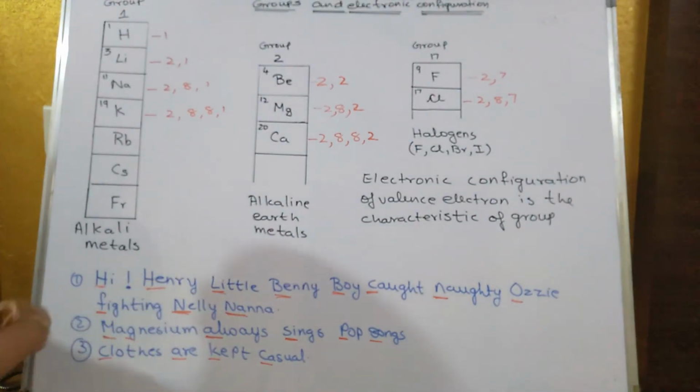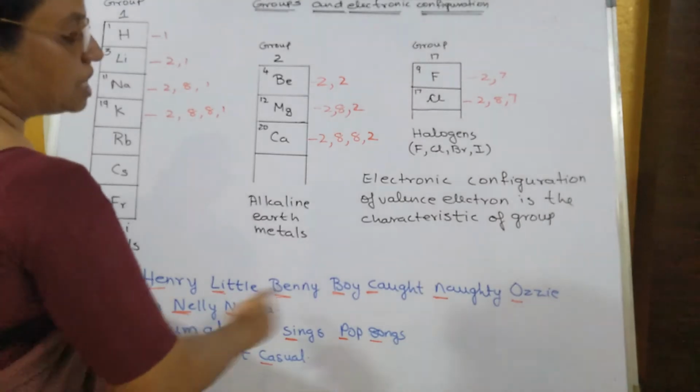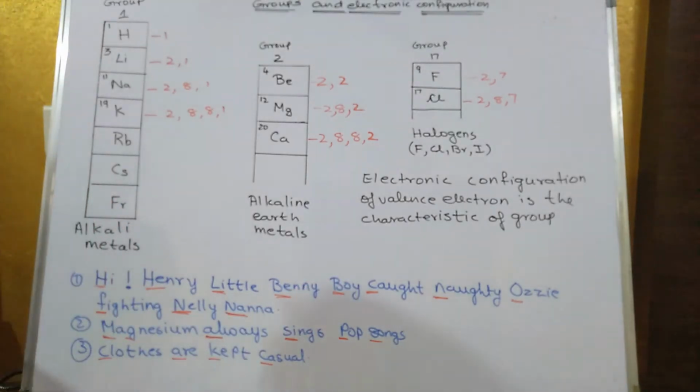So by remembering this sentence, it is very easy to know which elements are present in serial order, and you can also find out the atomic number just by counting according to the series. So this way you can remember the names of the elements as well as the atomic numbers.